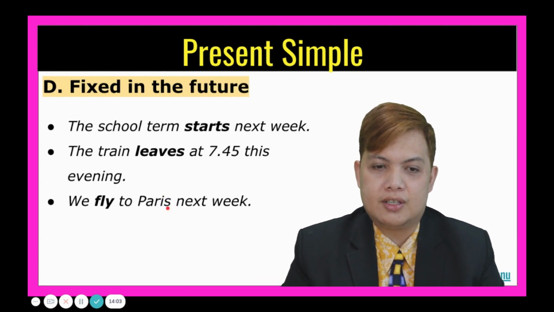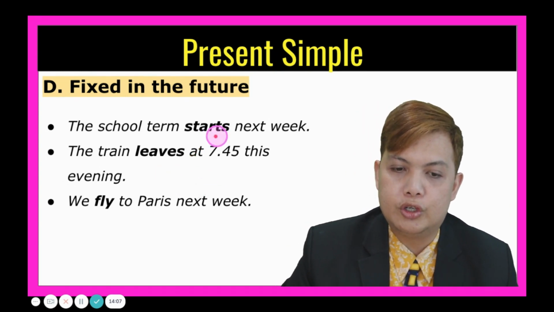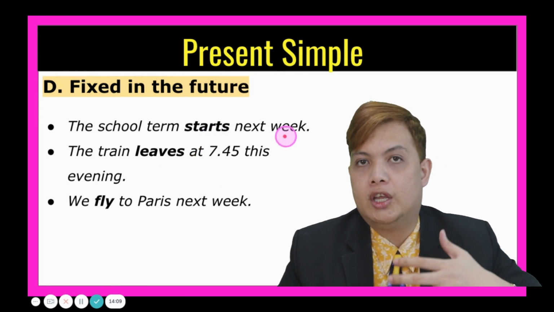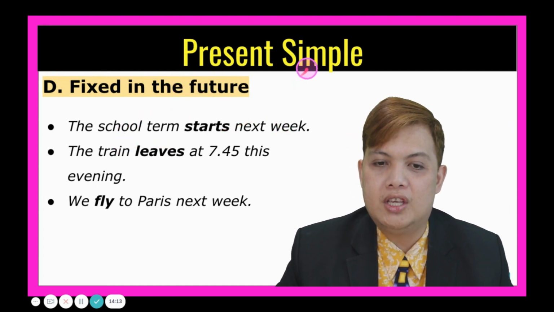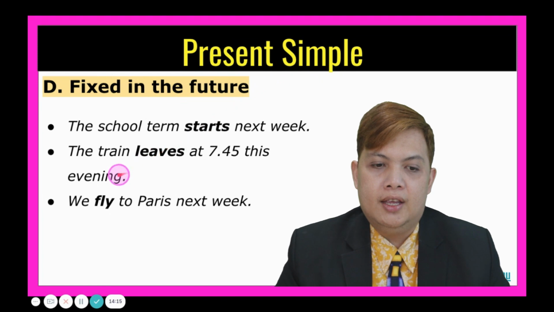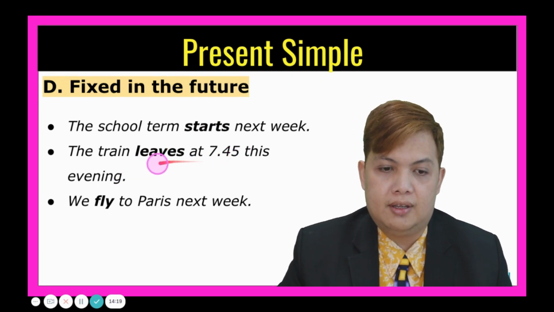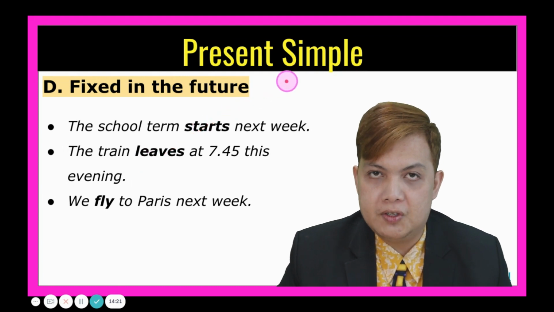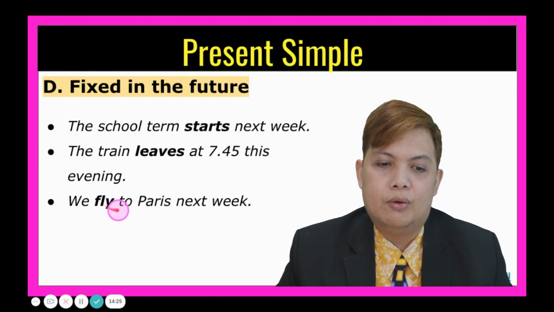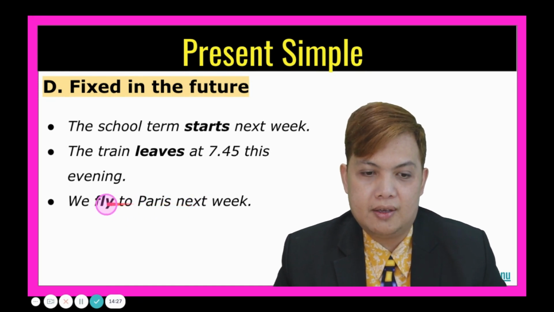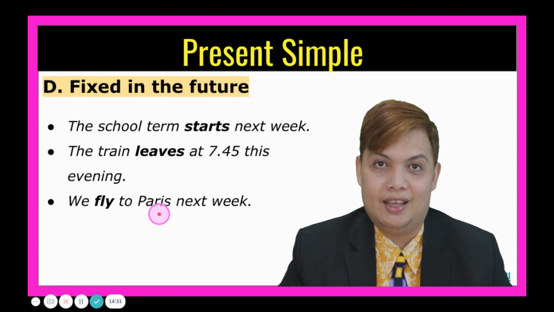Letter D talks about a fixed time or fixed in the future. The school term starts next week. Although we're talking about next week, it is fixed in the future. We can use present simple. The train leaves at 7:45 this evening. So leaves is present simple because we talk about something that is fixed in the future. We fly to Paris next week. Same reason, fixed in the future.